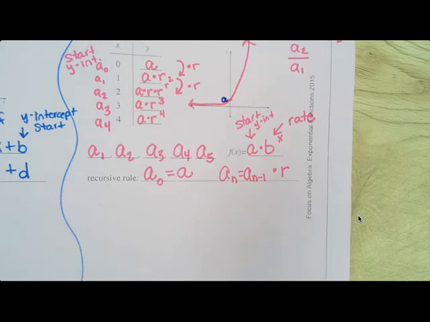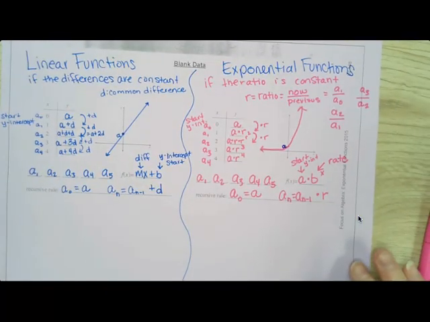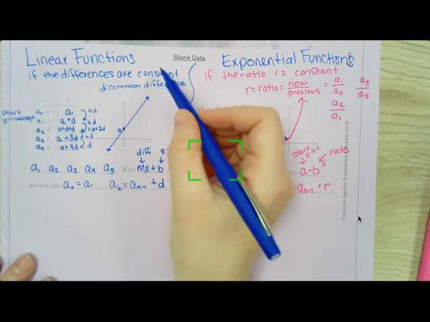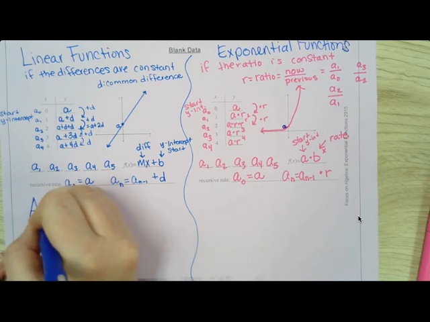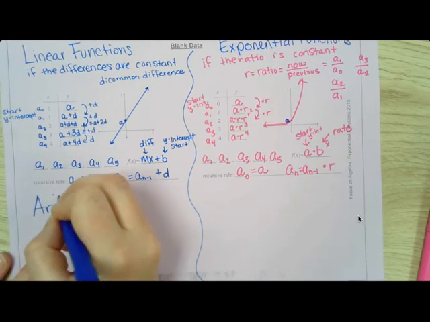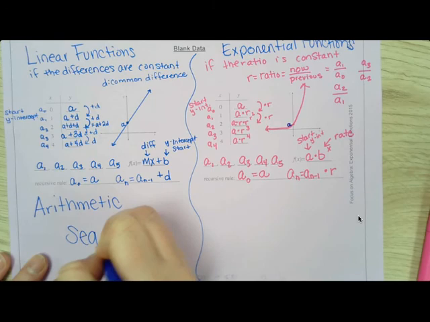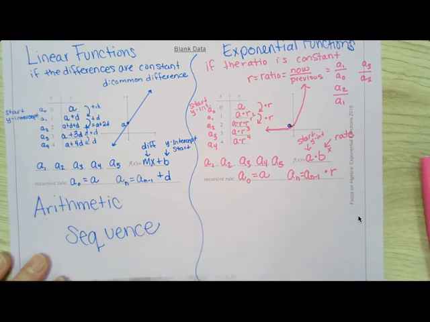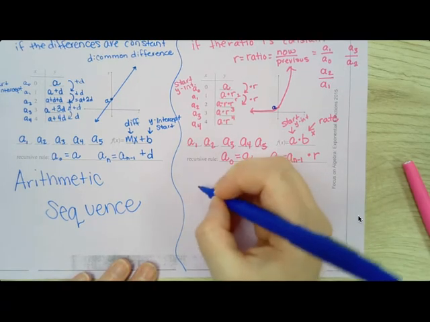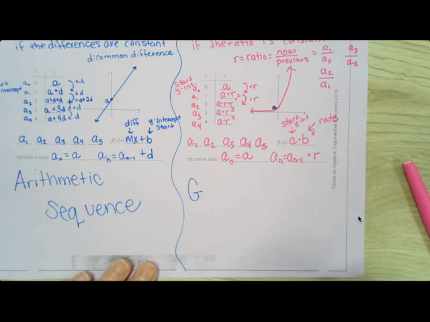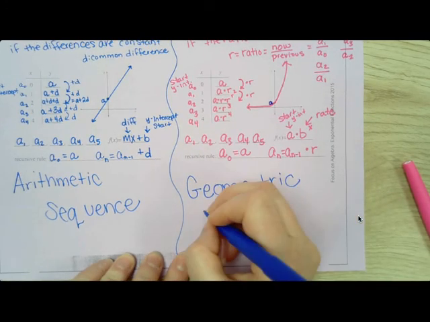Okay, the last thing we're going to write here is what kind of sequence they are. We learned about sequences a little bit. Do y'all remember which functions have what kind of sequences? Arithmetic sequence. So linear functions are arithmetic sequences. But what about exponential? Geometric, yeah. Geometric sequence.